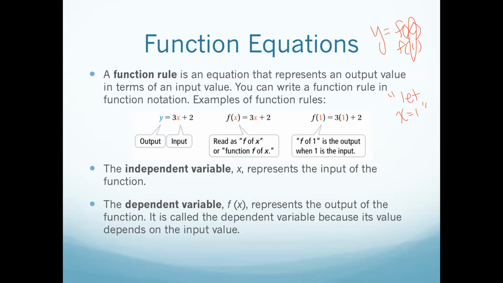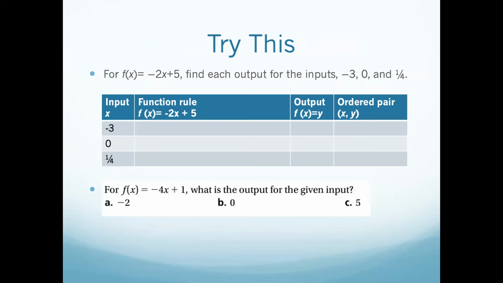So let's look at an example. In this example, I have given you an equation and I gave you some inputs. I'm going to do the first one and then I would like you to try the next two. So for a function f of x equals -2x plus 5, we want to find the output if our input is -3, 0, and 1/4. So let's try -3 together.